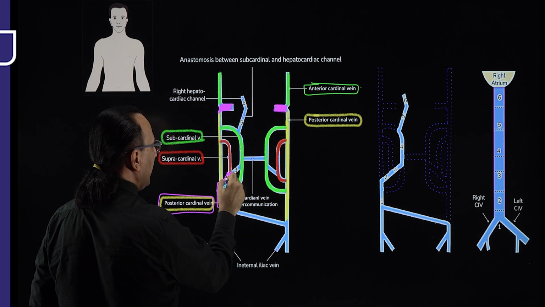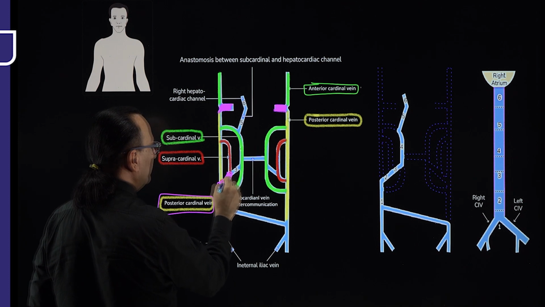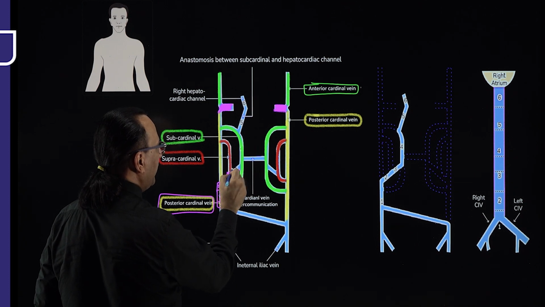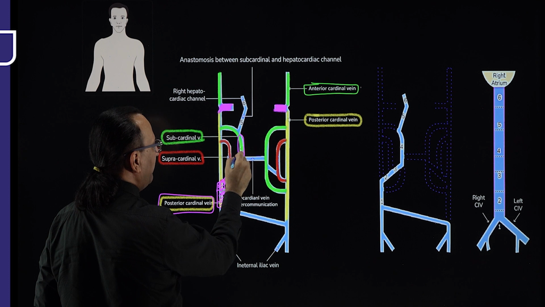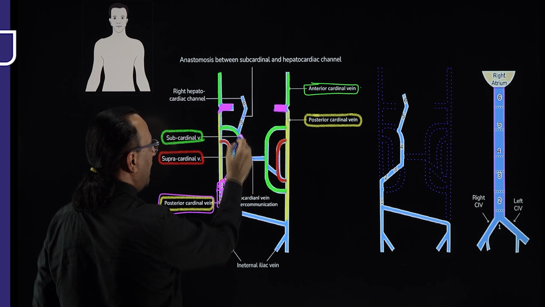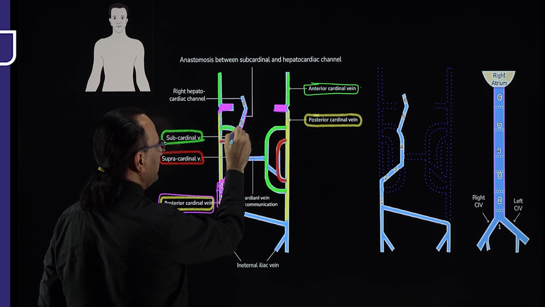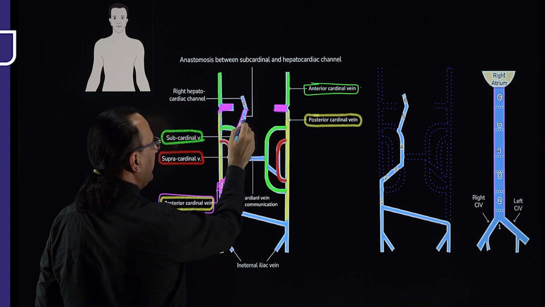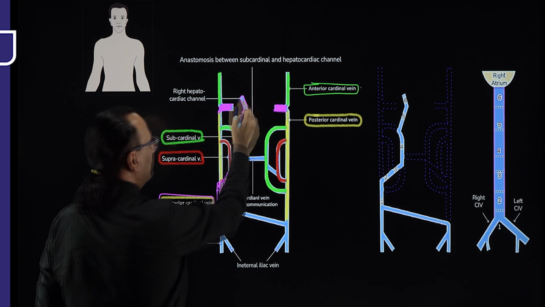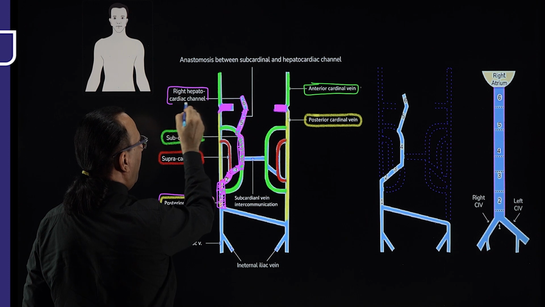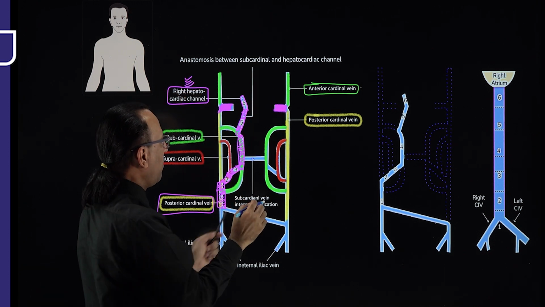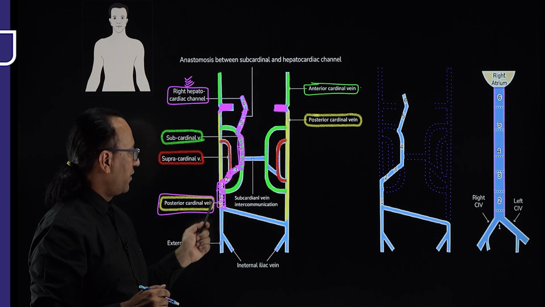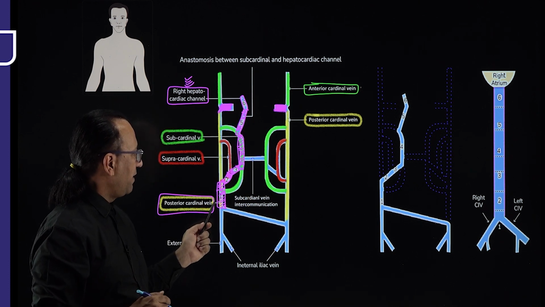And then we will see that there is an anastomosis between the supracardinal vein and the subcardinal vein. Then comes the renal portion of inferior vena cava, and that renal portion is contributed by the subcardinal vein. Then we have an anastomosis between the subcardinal vein and the right-sided vitelline vein. As we know, the right-sided vitelline vein will form the right-sided hepatocardiac inferior vena cava. So that is how the inferior vena cava is being contributed. Once again, we can discuss the same detail.